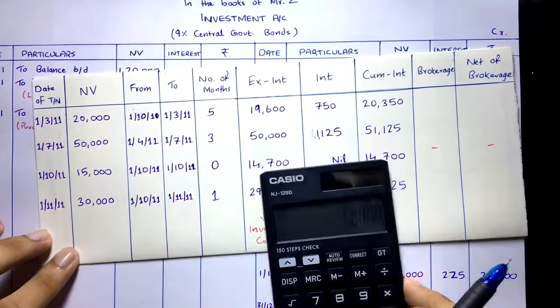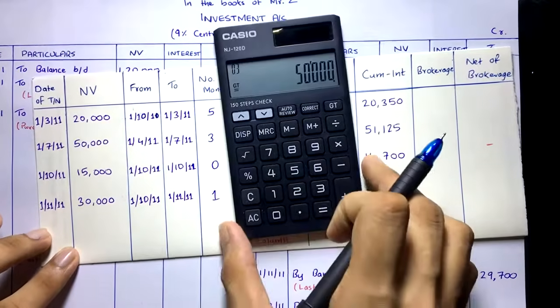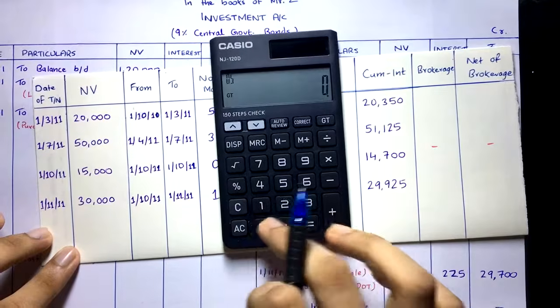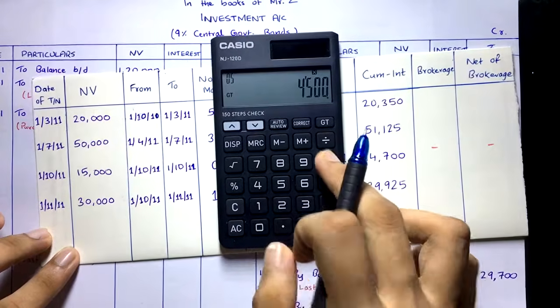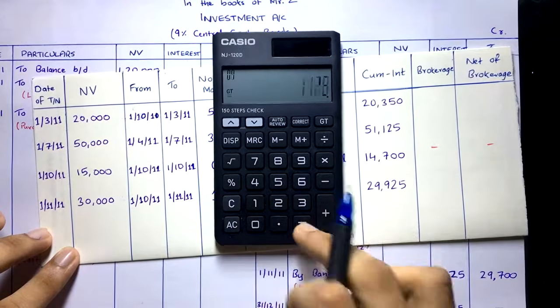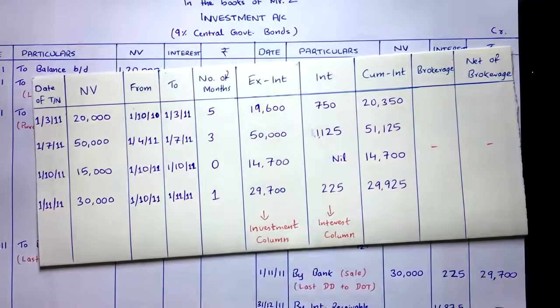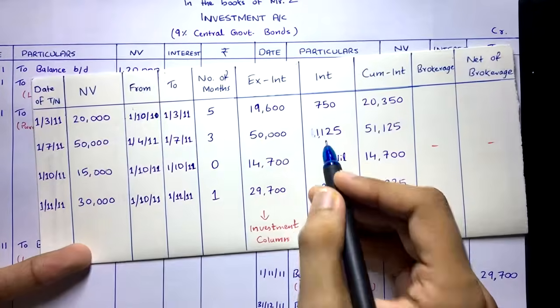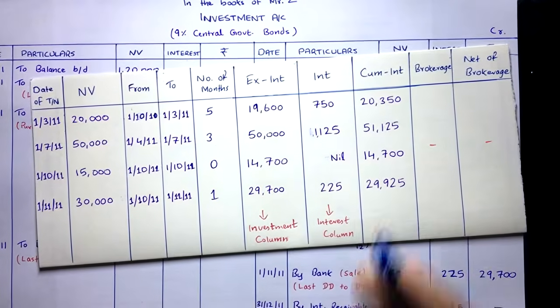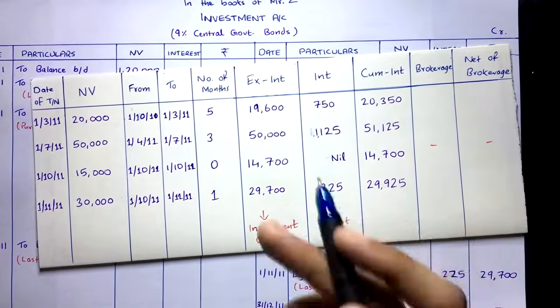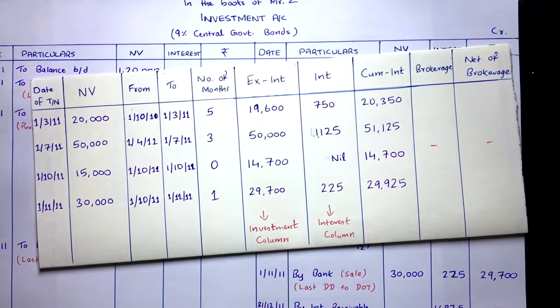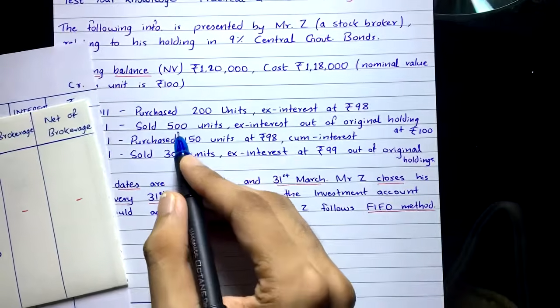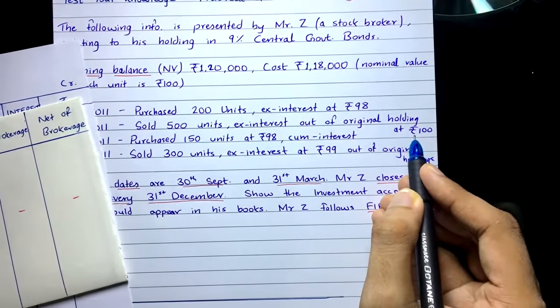We'll calculate the interest on the face value, 50,000 into 0.09, the rate of interest, into 3 divided by 12, only 3 months. So 1125 is the accrued interest till the date of transaction. Now how are we going to calculate the cum interest price? Just add it to the ex interest price, and the ex interest price is directly given. See here in the question, we have sold 500 units at rupees 100.